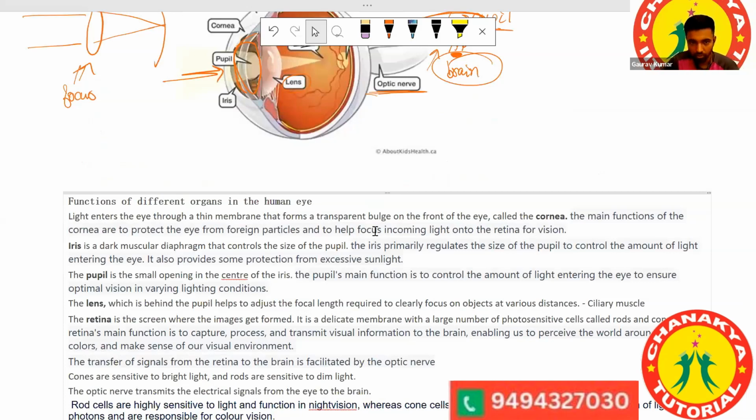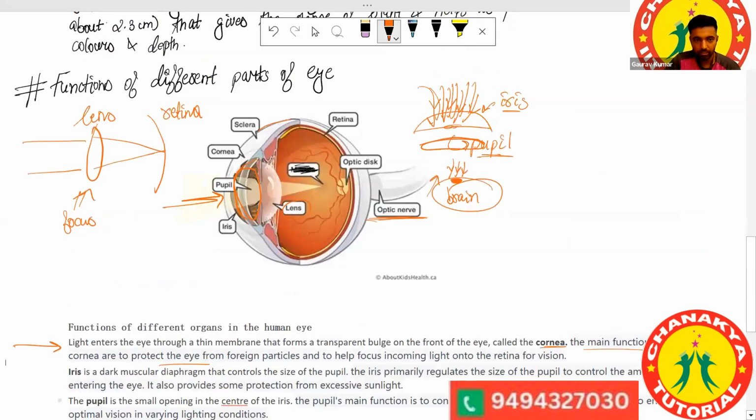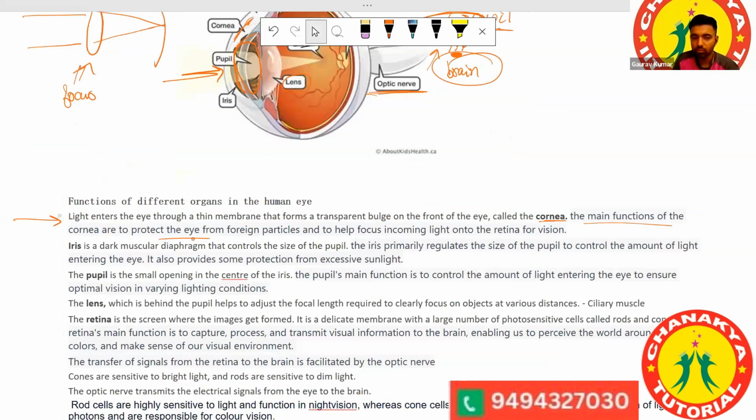First, there is the cornea. I'm talking about this point. The light enters the eye through a thin membrane that forms a transparent bulge on the front of the eye. This is called the cornea. The main function of the cornea is to protect the eye. Did you get it? Which is the cornea? The outer protective layer. So the main function of the cornea is to protect the eye from foreign particles. What does foreign particle mean? Anything which does not belong to the eye.